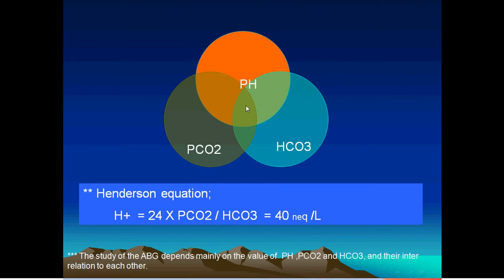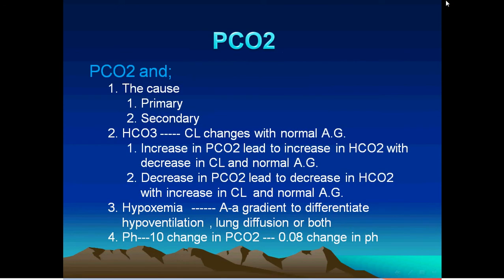Again, when we look at the partial pressure of carbon dioxide, it has a relation to hydrogen ion and bicarbonate as we have mentioned before. To conclude, when you look at the change in the partial pressure of carbon dioxide, is it primary or is it secondary? When the carbon dioxide increases, it stimulates the carbonic anhydrase. This will be associated with the increase in the bicarbonate, and concomitantly there will be a decrease in the chloride. This is in what we call normal anion gap.